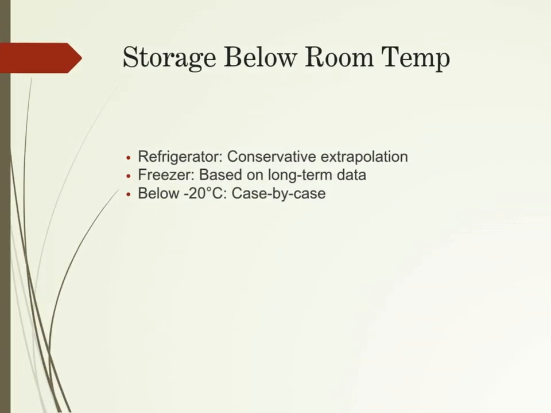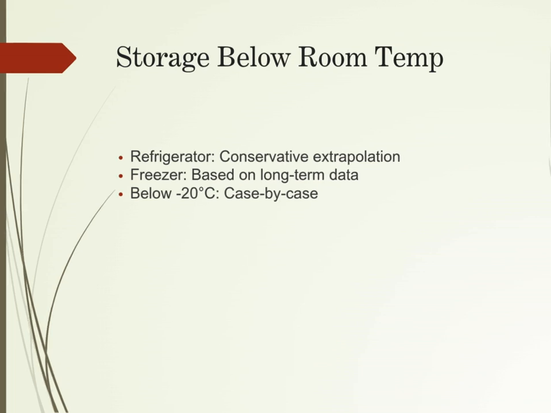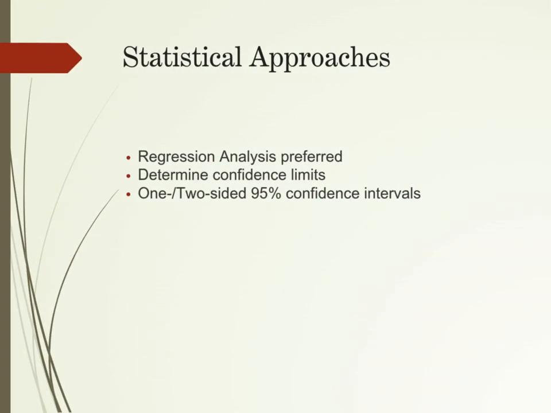For refrigerated products, extrapolation is generally more conservative. For freezer storage, shelf life depends on long-term data only. Products stored below -20 degrees Celsius are evaluated case by case due to their unique stability profiles. Statistical analysis is crucial where variability exists.